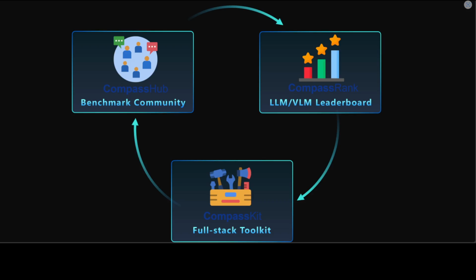If you look at the architecture of OpenCompass, it comprises three main components: Compass Rank, Compass Hub, and Compass Kit. Compass Rank has been significantly enhanced into the leaderboard that now incorporates both open source benchmarks and proprietary benchmarks. This upgrade allows for a more comprehensive evaluation of models across the industry.